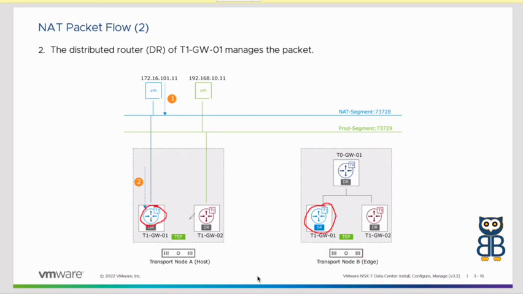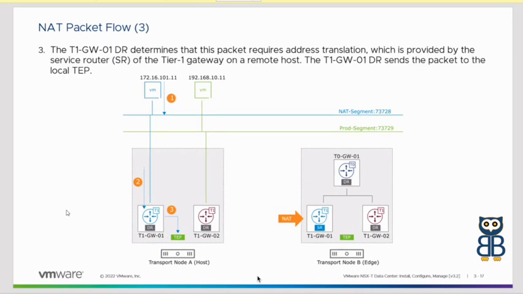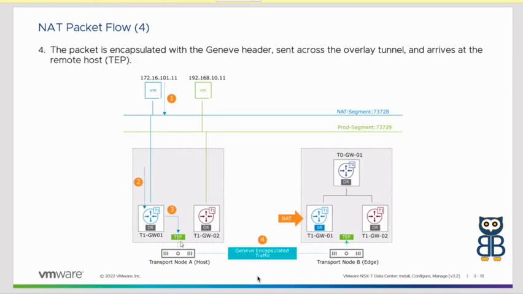So for that purpose, the T1 DR on this transport node is going to take the help of the TEP and will say that, okay, I'll forward this traffic to my SR. So this is where the traffic is now moving via the T1 backplane connectivity between DR to SR. So the TEP is going to facilitate that movement via the TEP tunnel. And now the edge node TEP interface has received the traffic. It will strip the encapsulation and deliver the traffic to the T1 service router inside the edge.